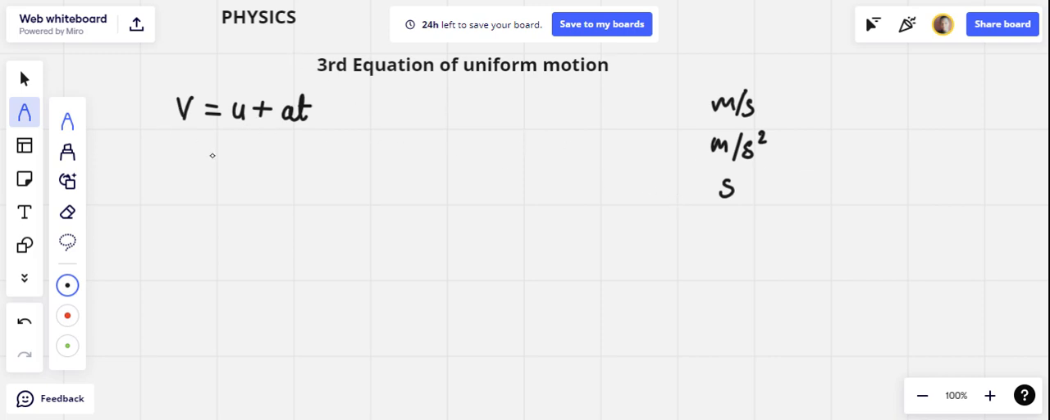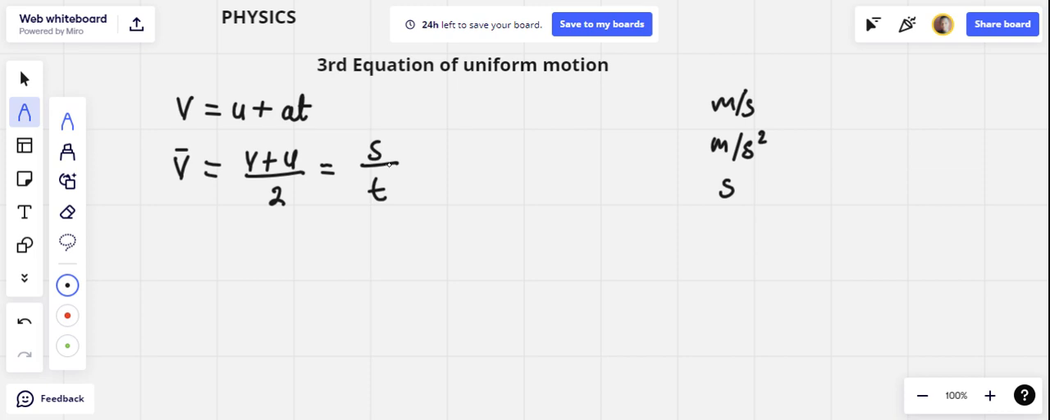So we proceed. And then the second equation we developed was average velocity, v bar, equals what? Final velocity plus initial velocity over 2, in which the unit is still the same. And average velocity can also be written as what? Displacement over time.